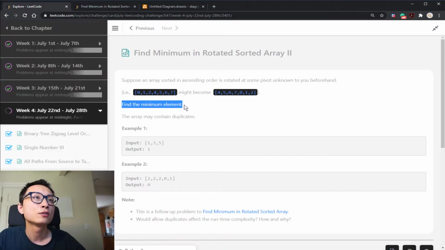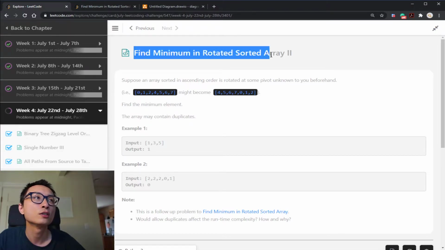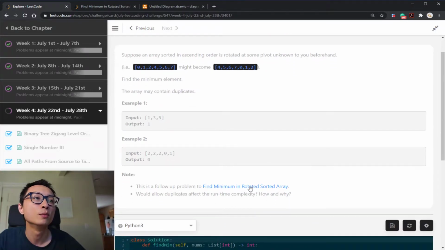Now the question asks us to find the minimum element inside this array. Note that there may potentially be duplicates inside this array. This is the only thing that sets this question apart from the prior question, Find Minimum in Rotated Sorted Array. In that question, there is no duplicate, so the case is relatively simpler.